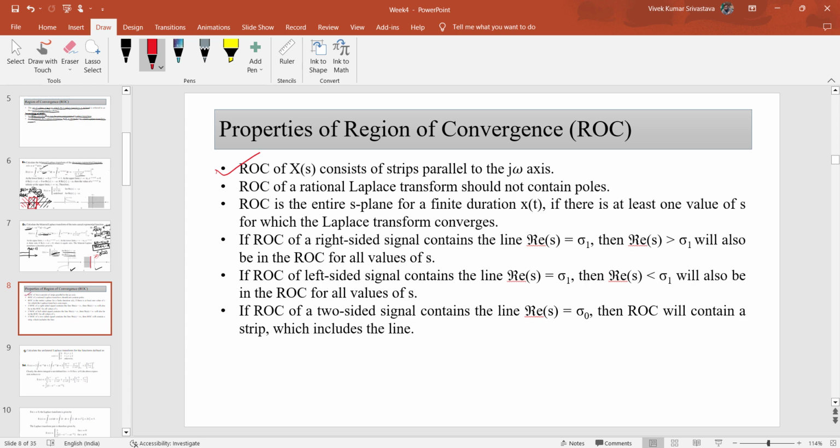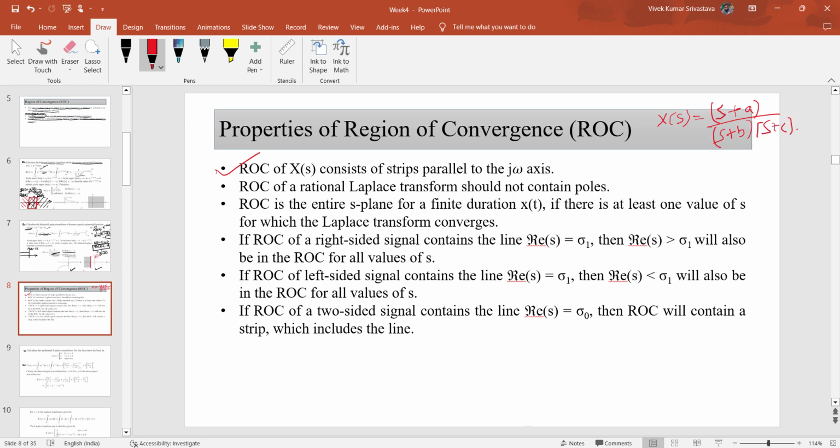The second property of the region of convergence states that the ROC of a rational Laplace transform should not contain any pole. Basically, once you define the Laplace transform of any signal, it is defined in terms of a rational function like s plus b, s plus c.